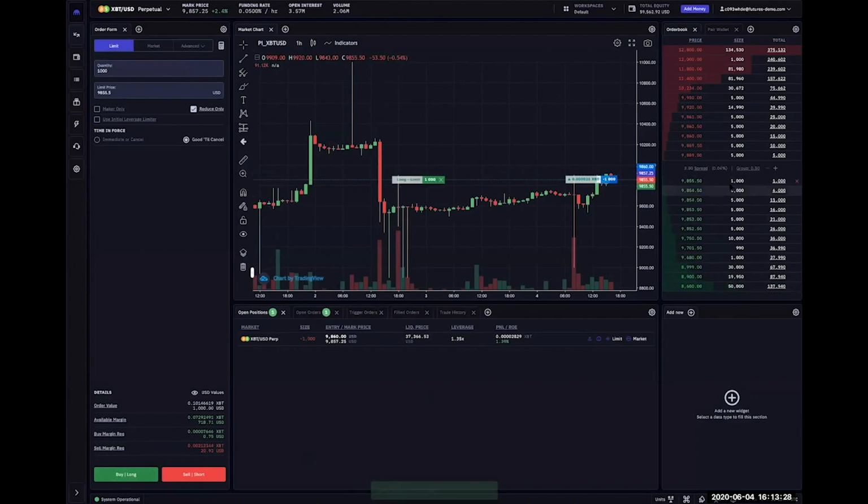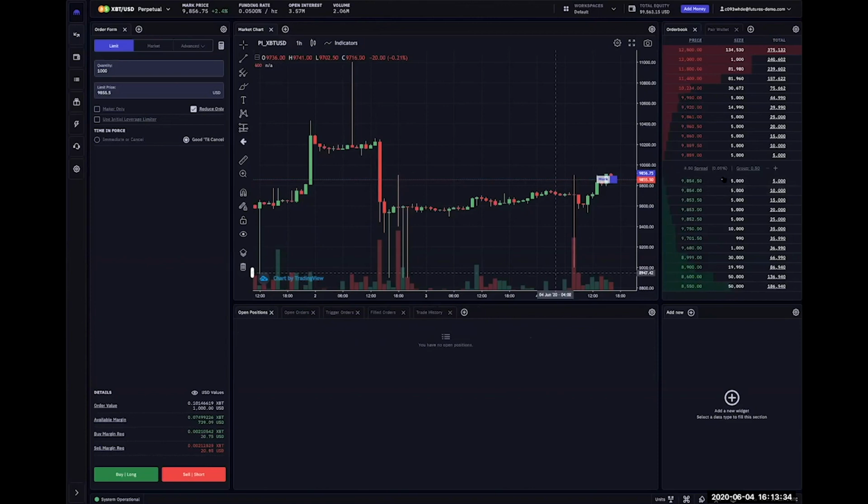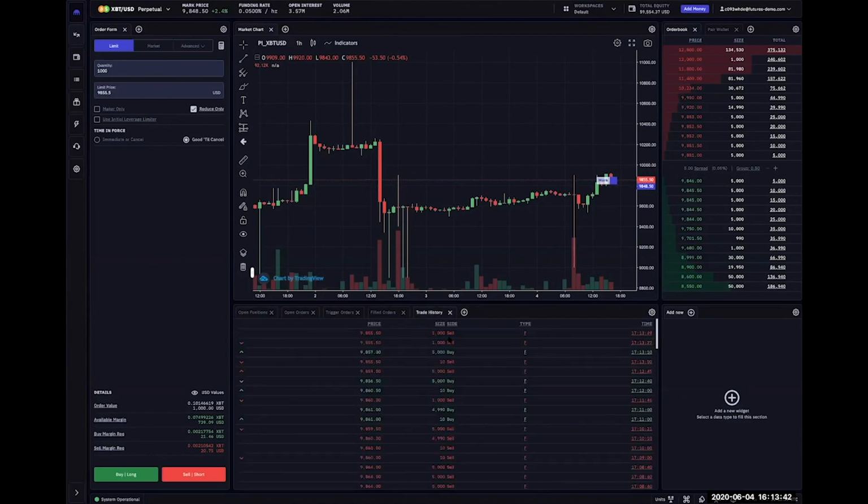And here we are. We are best bid right now at the top of the book. And someone actually took that limit order, and we now have no open positions and we have trade history. This is our $1,000 sell at the limit price.